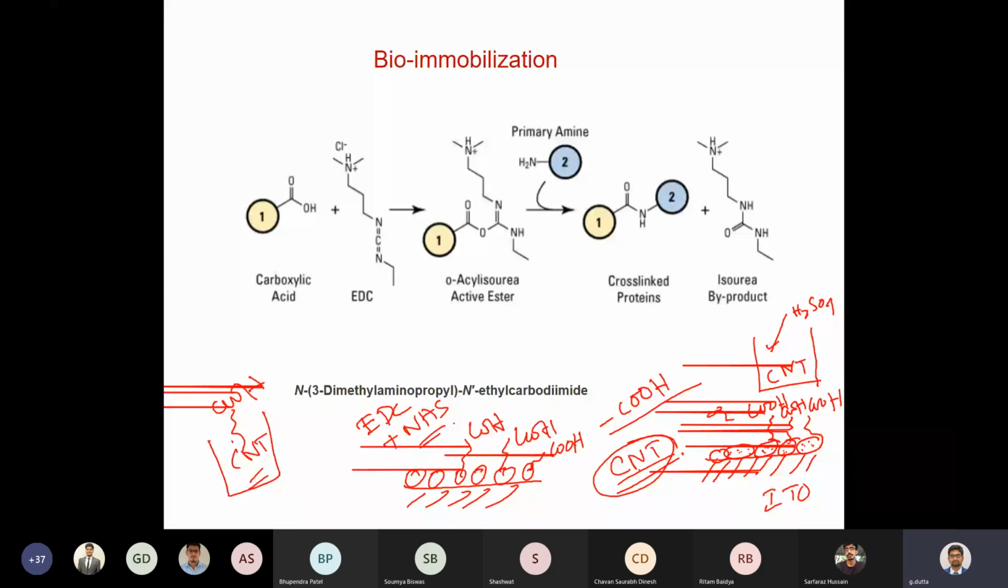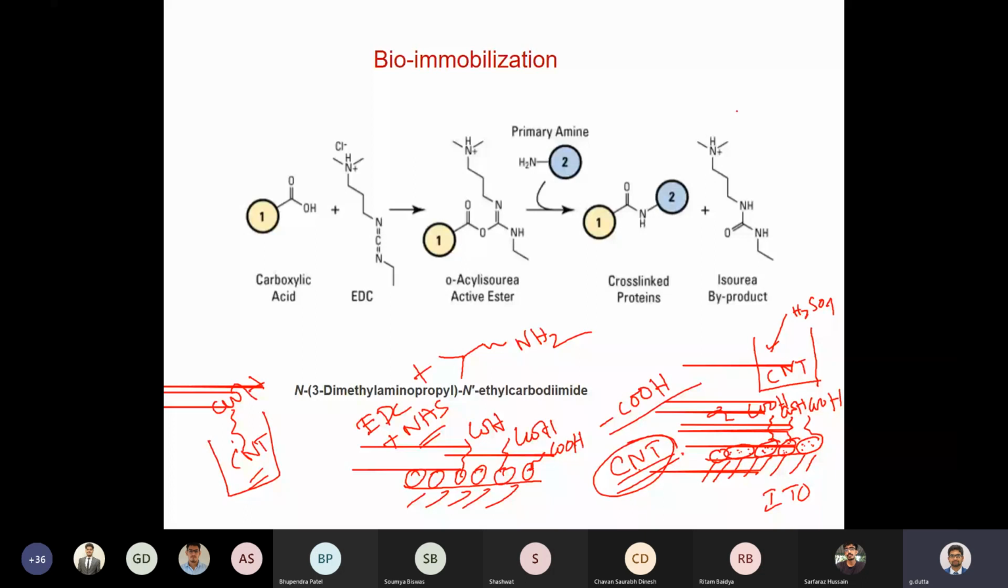Clear? Sir, can you please explain this once more? Yeah, okay, I will explain. So you want to immobilize carboxylic acid group on the surface. Now you can use some nanoparticle on the surface to form some carboxylic acid group.